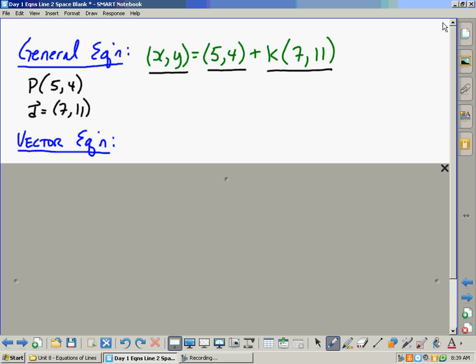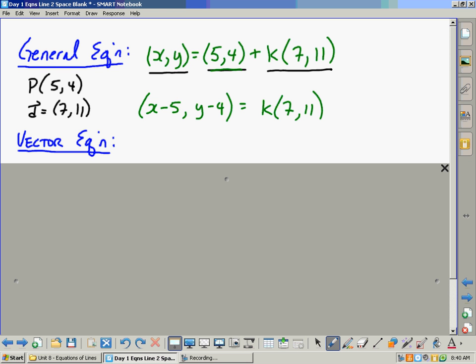So if you have (x, y) equals (5, 4) plus k(7, 11), the vector equation does this. It brings the (5, 4) over to the left-hand side. So when you bring it over to the left-hand side, what operation do you think we have to do? Subtract, that's right. So we've got the (x, y), and if we subtract the (5, 4), we can do that to each component. We're going to do it to the x and the y. So the x goes x minus 5, and the y is going to go y minus 4. And it's like I just brought it to the left-hand side. And then the right-hand side is k(7, 11).